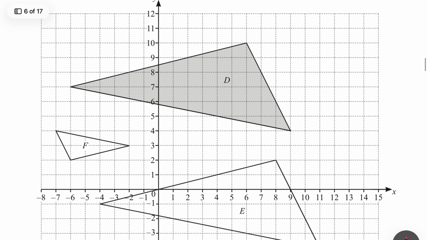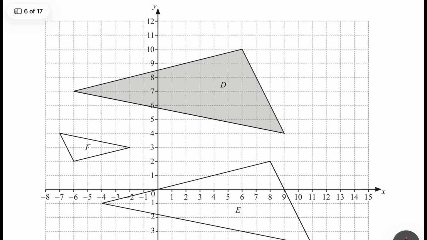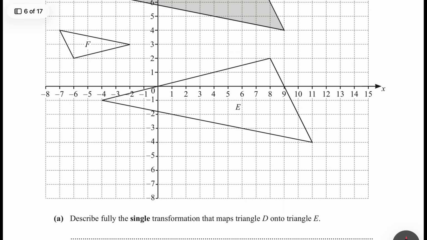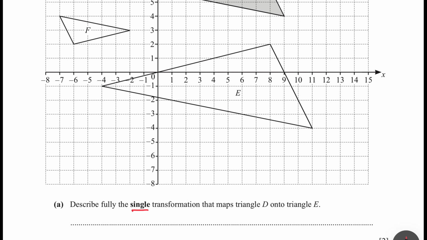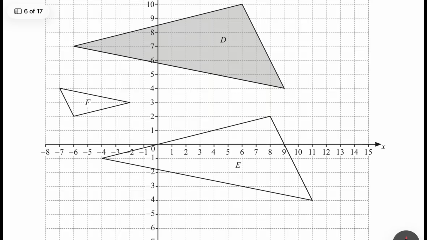Now number 7, this is a question from transformations. You have to be careful doing these kinds of questions. So the first question: describe fully the single transformation that maps triangle D onto triangle E. So where is D? D is here, D to E. If you see D and E, this is shape D and this is shape E. Their shape and size are the same, so it's just a movement. I will just pick one corner, one vertex, then we will see how it is moving.